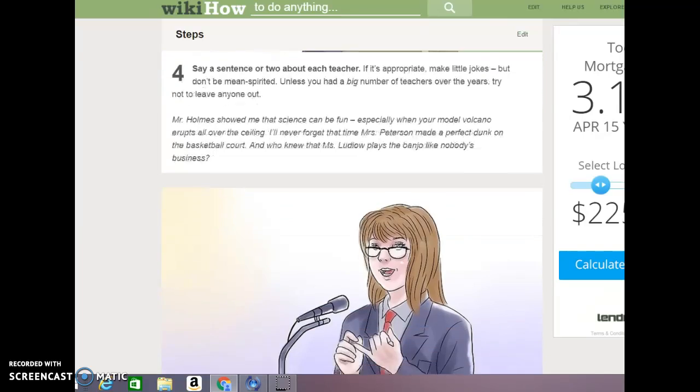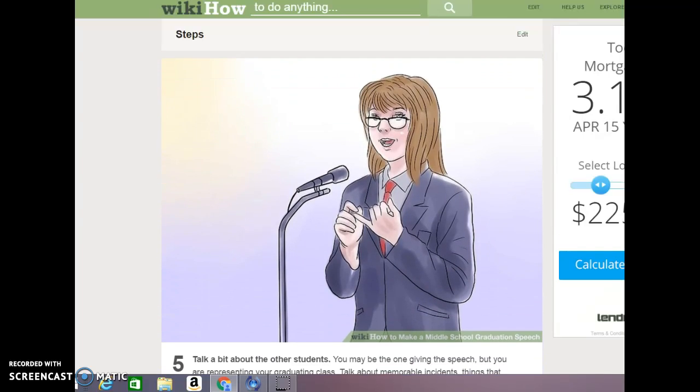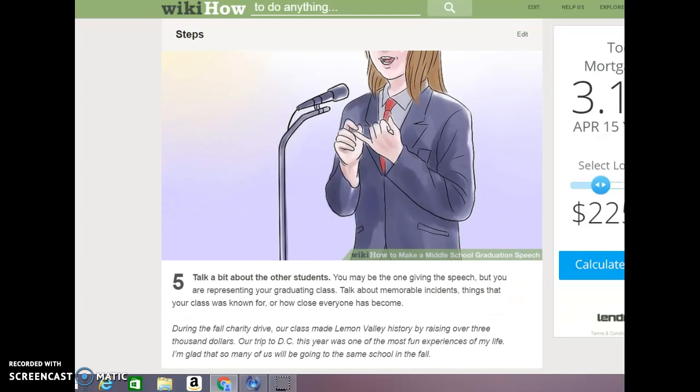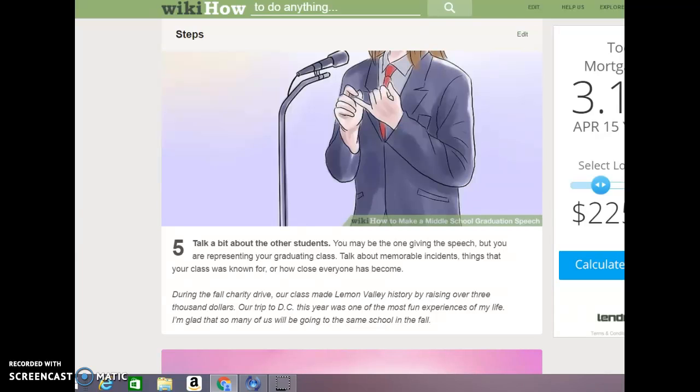So they give you an example, and again, you can go through this slideshow on your own. And then this I probably would stay away from, which is talk a bit about other students. Like I wouldn't mention my best friend's name in the speech, but you could talk about things that your class did, or memories that you remember doing together, or fond things that happened during your 5th grade year. Okay? And they give you an example down there.